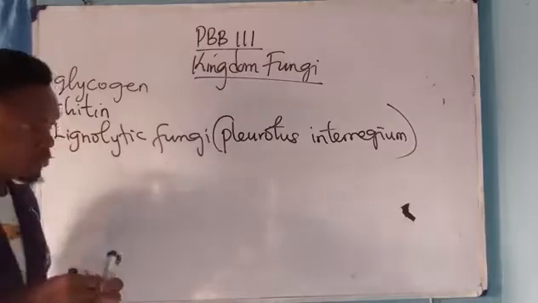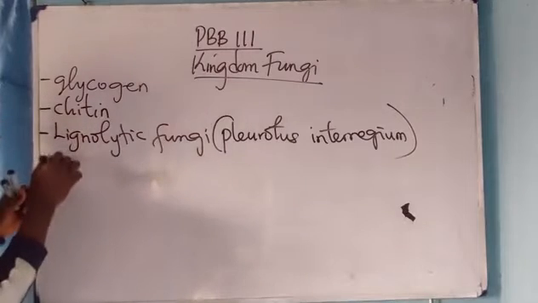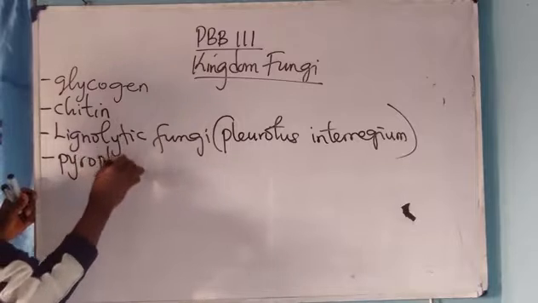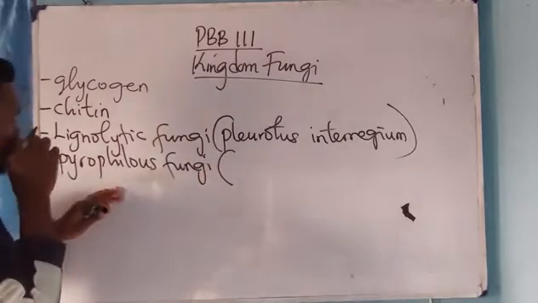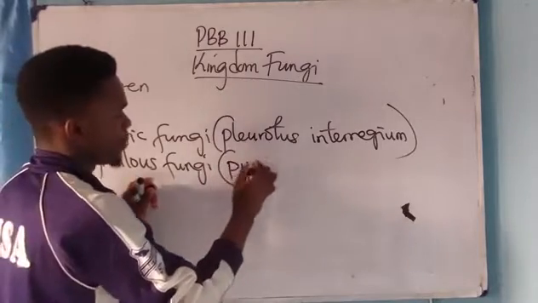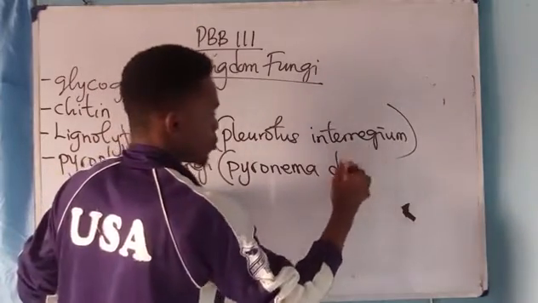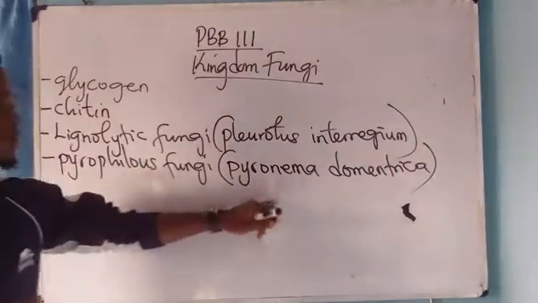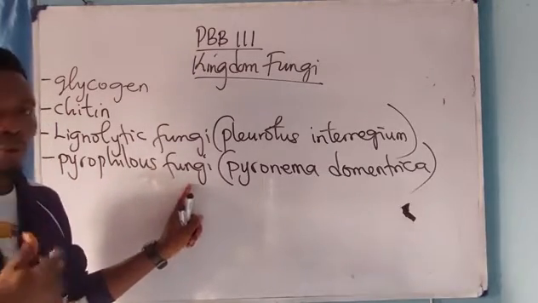Some fungi are also found growing on burnt grasses, grasses that have burned, and these are called pyrophilous fungi. An example of a pyrophilous fungus is Pyronema domestica, found in burnt grasses.